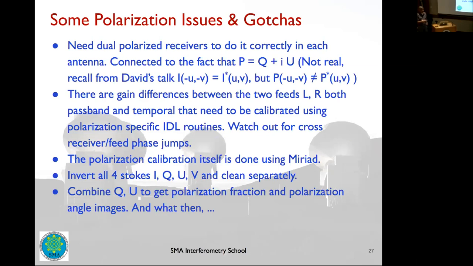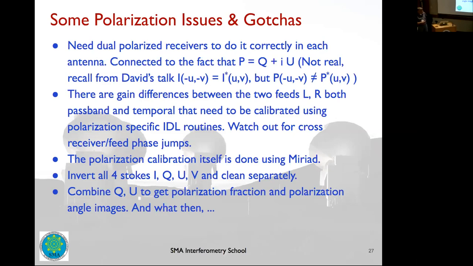This is a little bit esoteric, but it's why you need dual polarized receivers. You can't take the complex conjugate of P at that other point. One of the things with the SMA is that there are gain differences between the two feeds, left and right, and there are passband and other effects, so it's important to calibrate that. There are some IDL specific routines which can do all this. Since the two feeds, receivers, are different, there might be phase jumps between the two, and it's important to calibrate that as well.